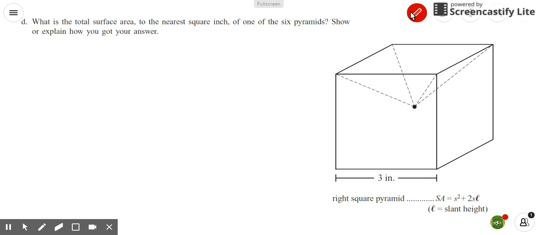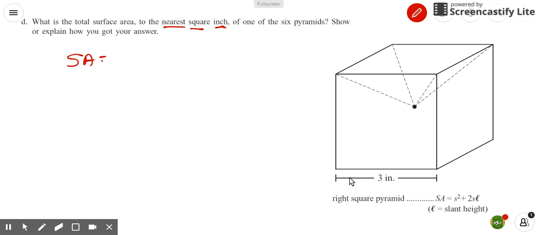Now the difficult one. What is the total surface area to the nearest square inch? And again, notice the change here. Before it just said in square inches. Now it's saying the nearest square inch. So whatever we get is more than likely going to be a decimal that we're going to have to round to the nearest square inch of one of the 6 pyramids.